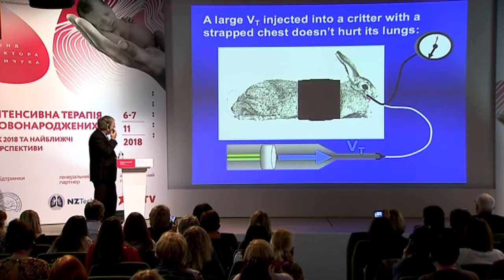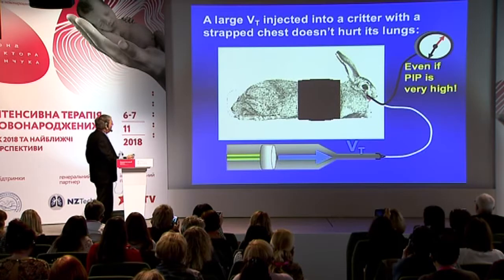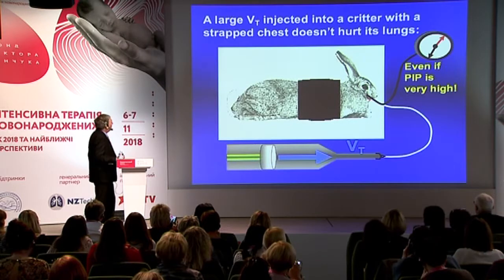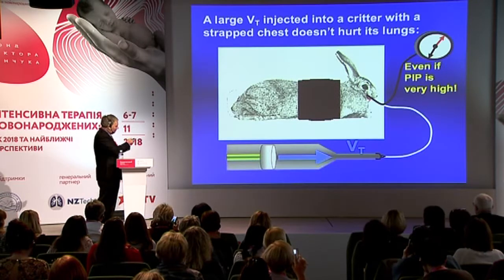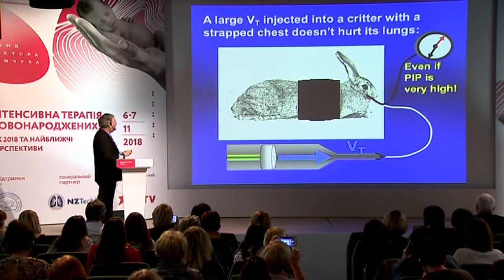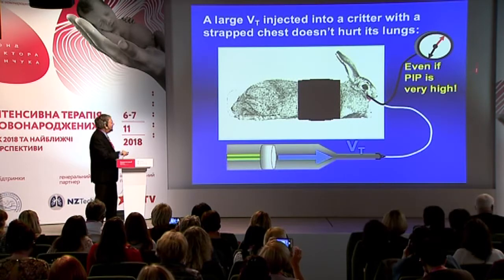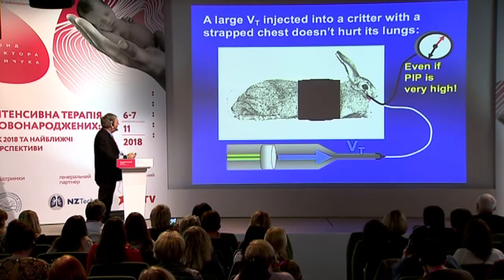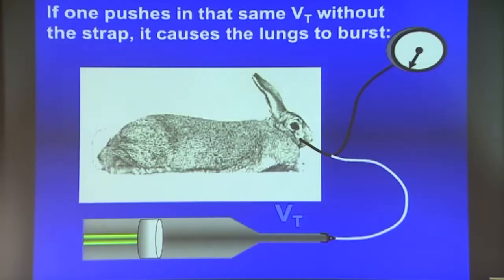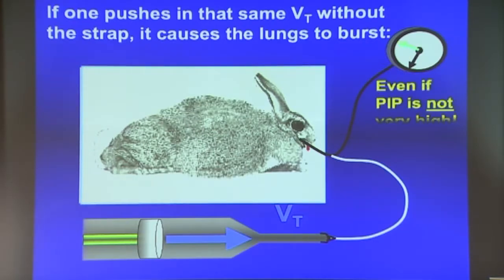And this is how they conducted the experiment. Here, they injected a very large tidal volume into this rabbit with his chest strapped by a cuirass device, which limited the amount of volume that could be injected into the animal, even if the peak inspiratory pressure was very high. But if you pushed in the exact same tidal volume without strapping the chest, it caused bilateral pneumothorax, even if the peak inspiratory pressure was not very high.